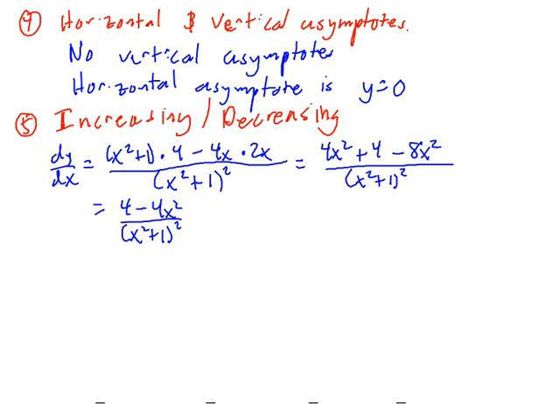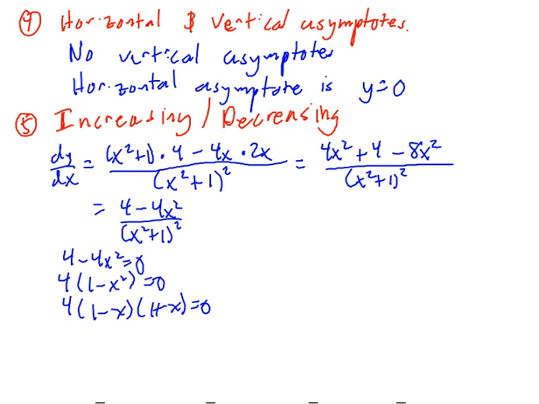So we have to see when this is equal to 0. Again, this is a fraction, so it is equal to 0 only when the numerator is 0. So we set our numerator equal to 0. Let's see, I can factor out a 4, and factor that as a difference of two squares. So the values which make our derivative 0 are x equals 1 and x equals negative 1. So we plot those on a number line.